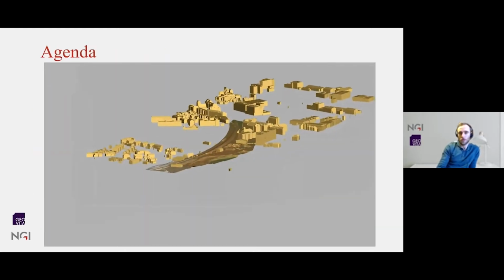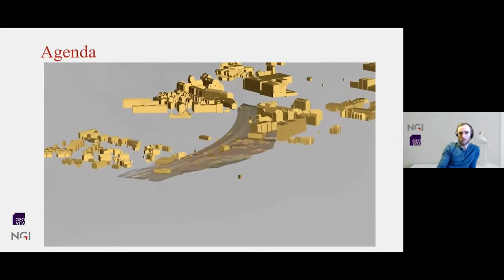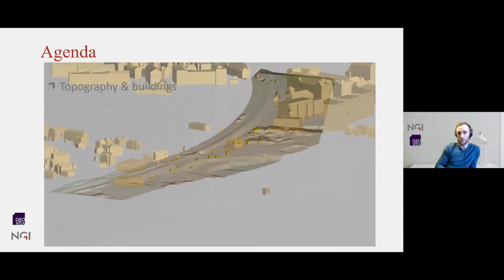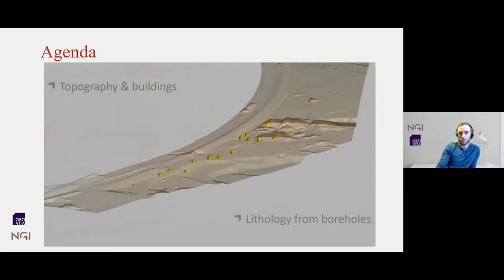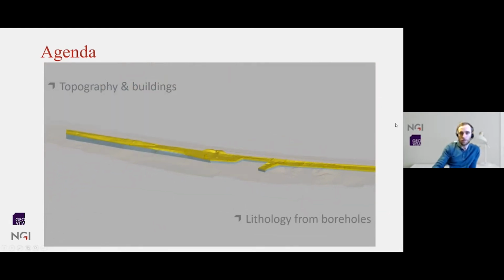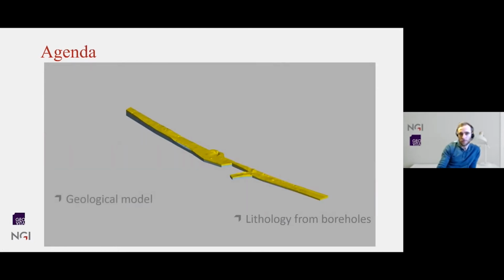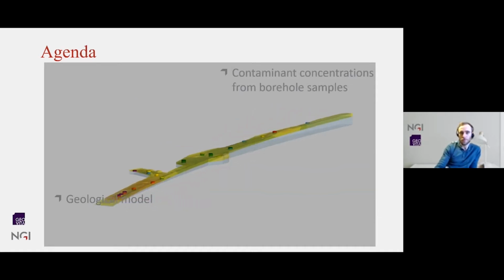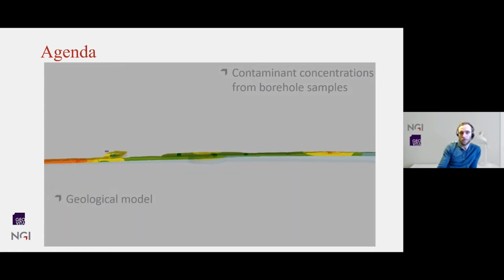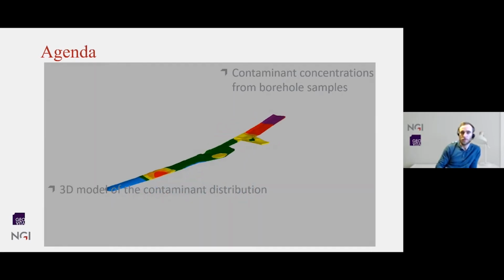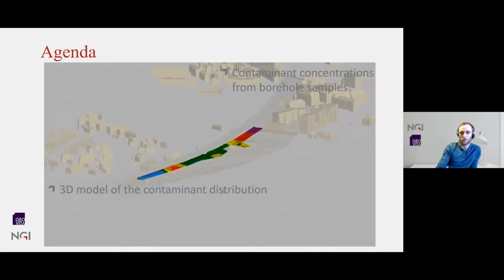So just a quick agenda for the presentation here. I'm going to show how to use the topography and import buildings into your model, importing the boreholes and the lithology from the boreholes, and then using those to create the geological model of the area. You can then start to look at the contaminant concentrations from the borehole samples, and finally use these to create a 3D model of the contaminant distribution within the soil layers.